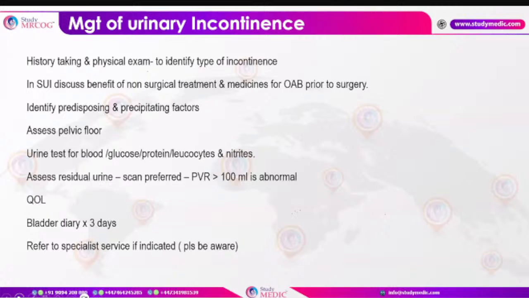So now that we know how to diagnose, or we know how to read the graphs, let us see what is the management of urinary incontinence. Whenever you are trying to manage any condition, the first thing is you have to be very thorough in your history, and you have to do a physical examination, basically to know what is the type of incontinence, whether it is stress urinary incontinence, or it is urge incontinence, or it is a mixed type.